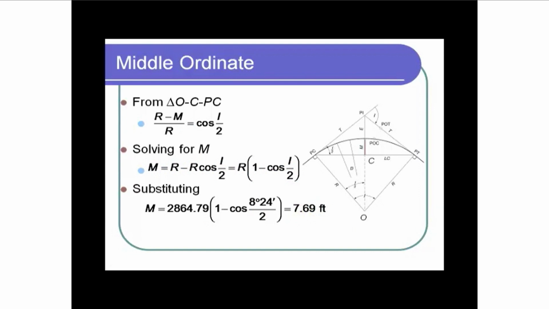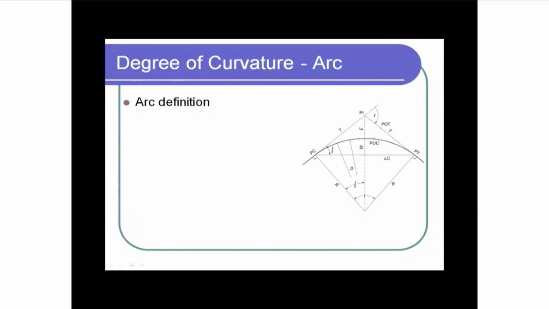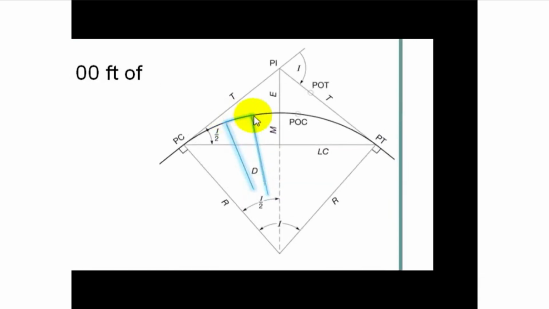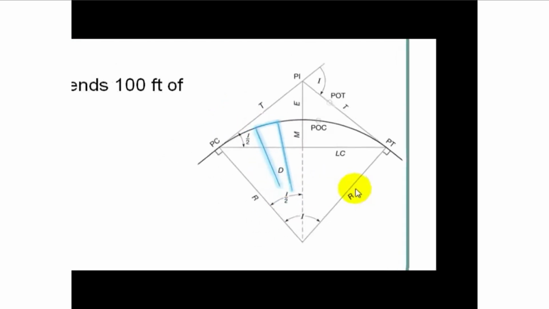Degree of curvature. Again, the degree of curvature is the 100-foot distance laid out, and the number of degrees it subtends. Basically our degree of curvature is defined by this being a 100-foot arc distance, and what we want to know is what the angle down here is that subtends that 100-foot arc distance.